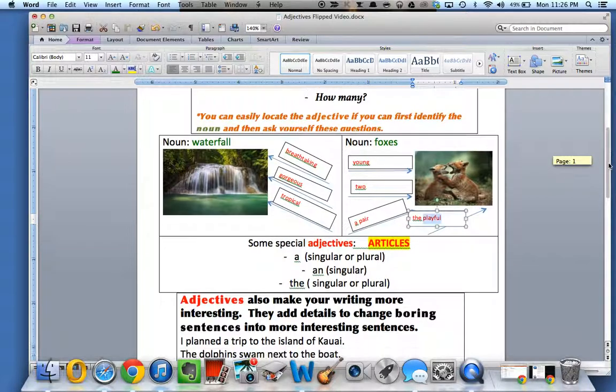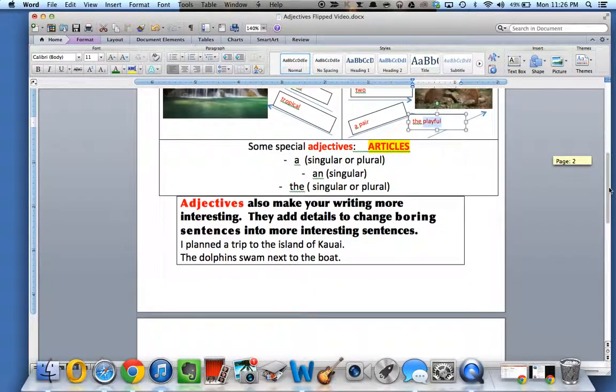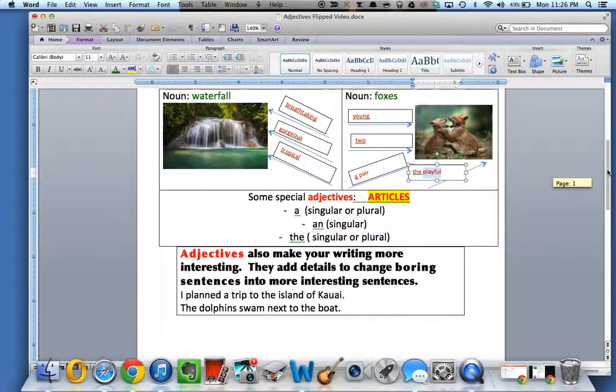I think they're playing. And let's take a look at the final thing that we can do with adjectives and what they help us with. Adjectives make your writing more interesting, and they add details to change boring sentences into more interesting sentences. And that's what we want you to be as a third grade writer. We want you to write interesting stories and interesting papers that are built out of interesting words, which we need adjectives for that. Let's take a look at this example here.